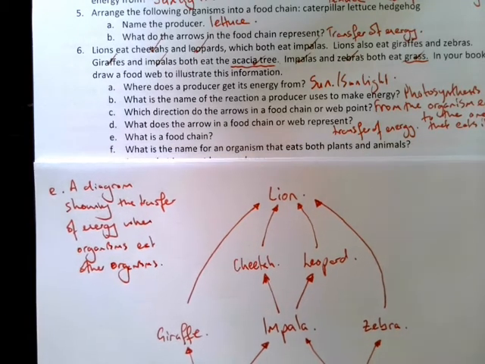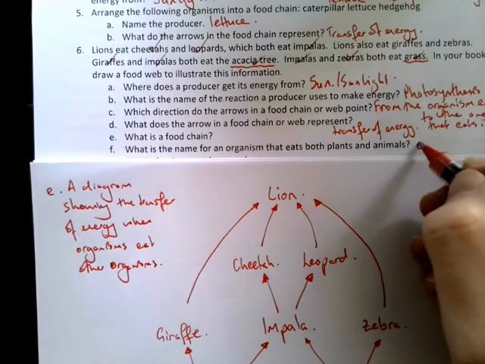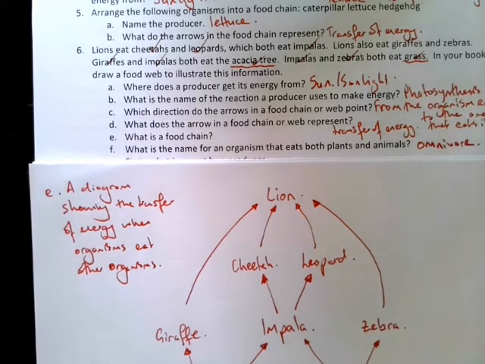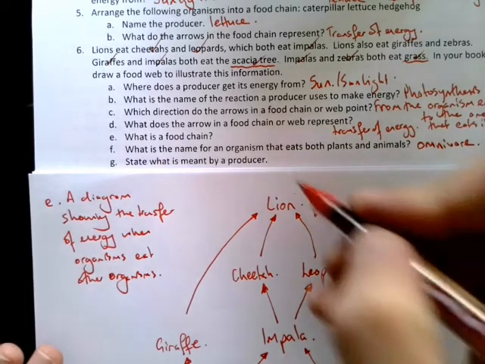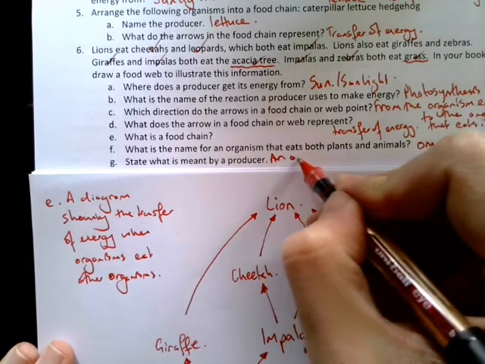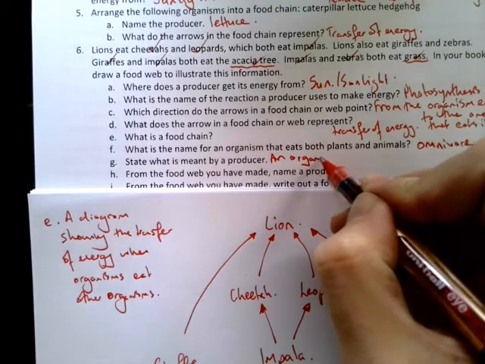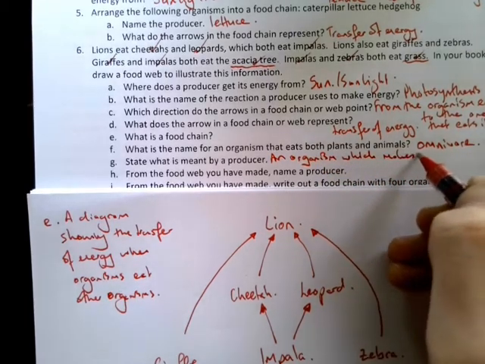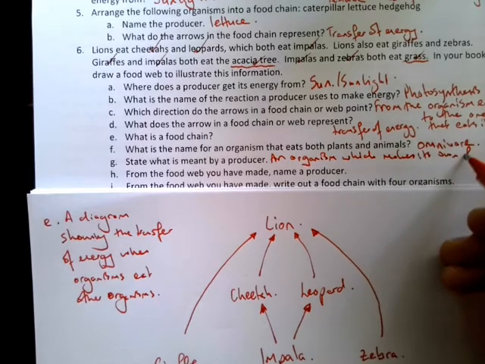What is the name for an organism that eats both plants and animals? That is an omnivore. We are omnivores. State what is meant by producer. That's an organism which makes its own food through photosynthesis.